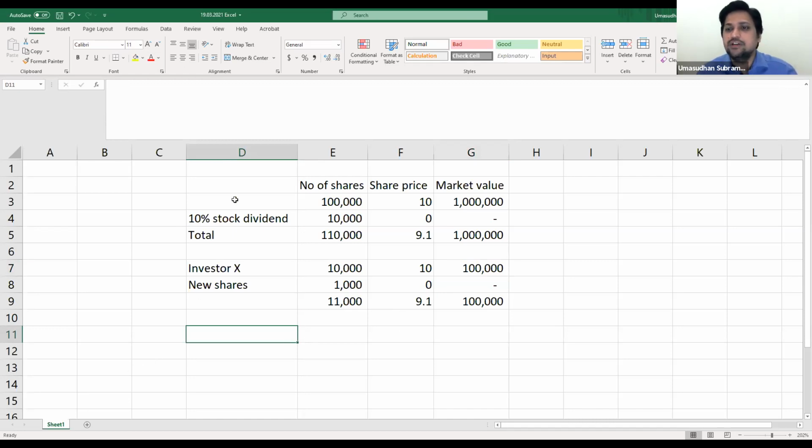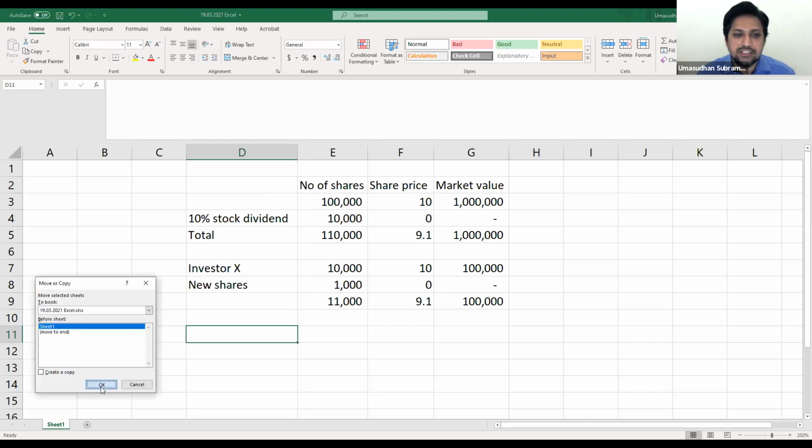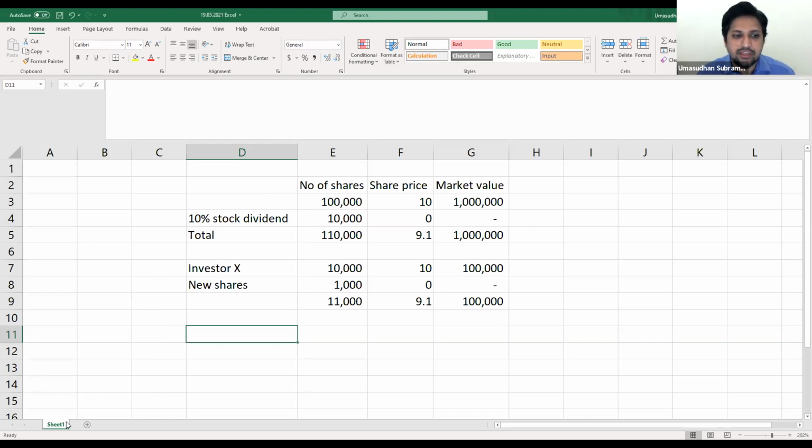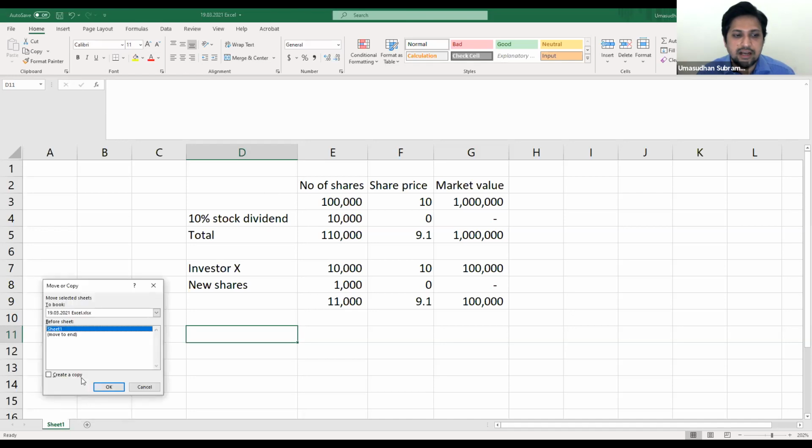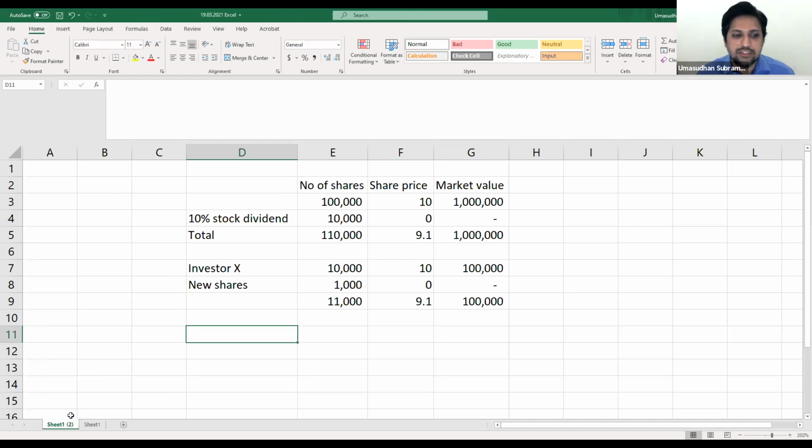We can also talk about a reverse stock split. The stock dividend and stock split work in the same way, but you could do the same thing, create another sheet and try to understand how we do a reverse stock split. So what happens in a reverse stock split? The number of shares come down.